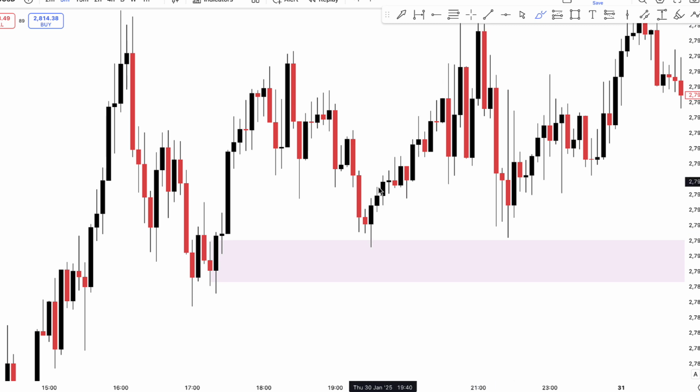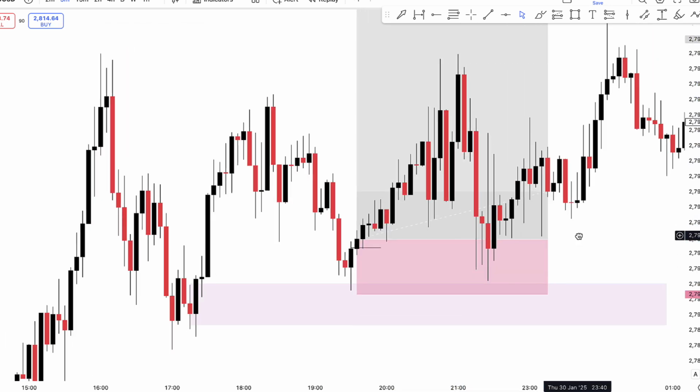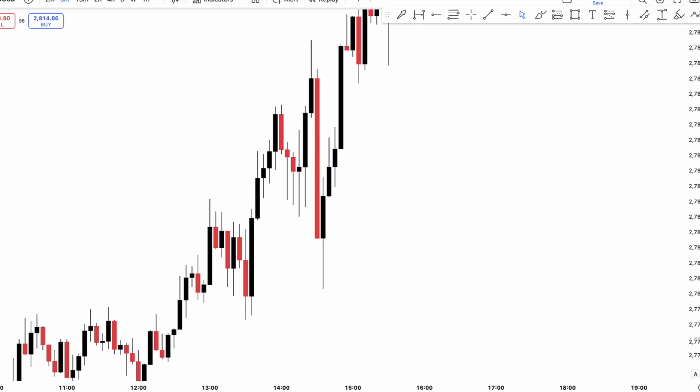So the moment this guy closes above it, it closed above it. So we are going to be in the trade right here. Boom. That is the entry. Stop loss below this guy. And that is how to get that kind of an entry confirmation. Another one is here.